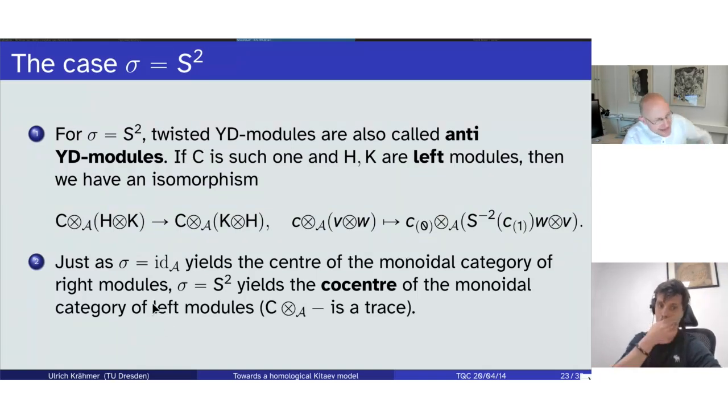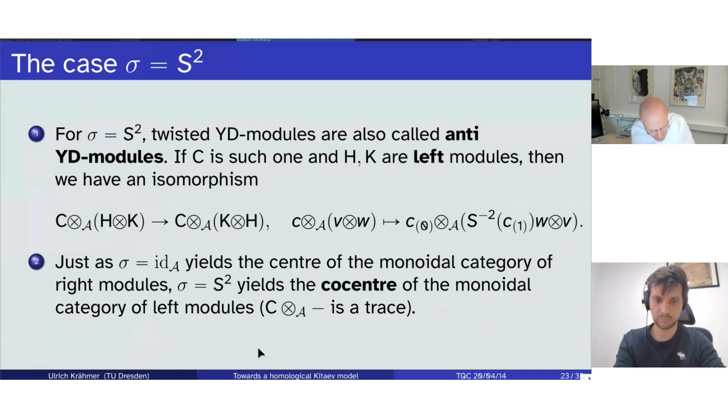Okay, so I said if I take a standard Jeter-Greenfeld module, no twist, sigma the identity, then this is the center of the monoidal category of right modules. Meaning it's the Greenfeld center. In more abstract terms, it's the zeroth Hochschild cohomology of that monoidal category. The anti-Jeter-Greenfeld modules are the zeroth Hochschild homology of that monoidal category. They are the co-center, so it's functors from that category to abelian groups, which are traces. So they don't see the difference between H tensor K and K tensor H.